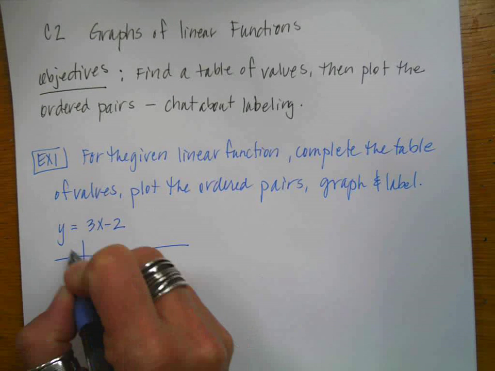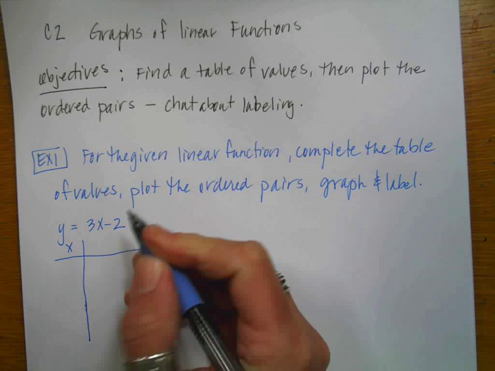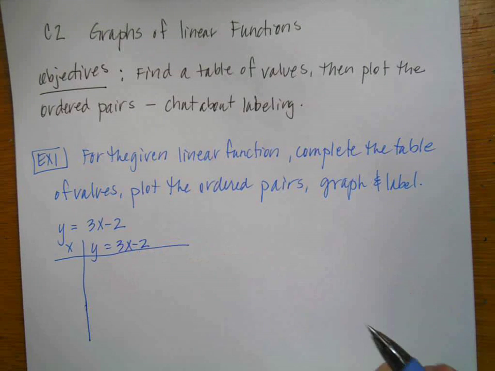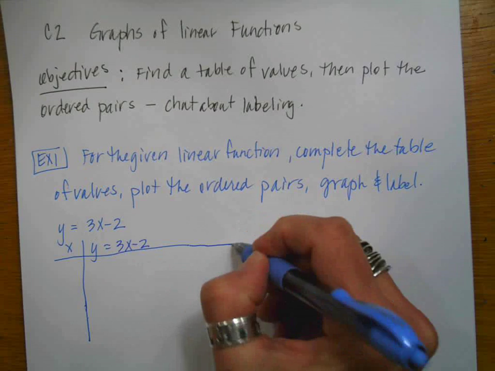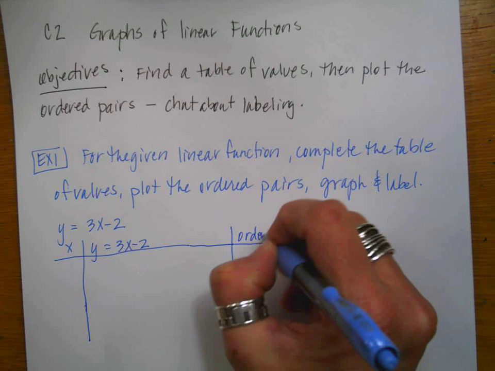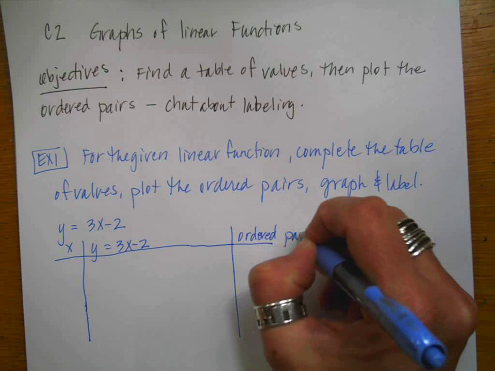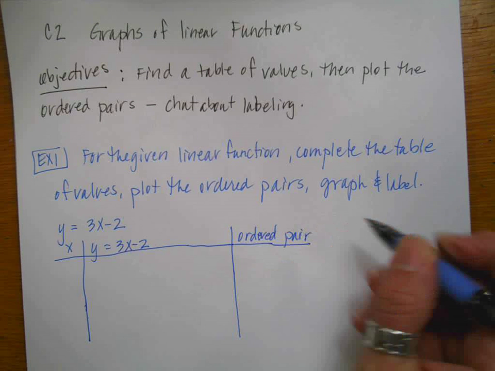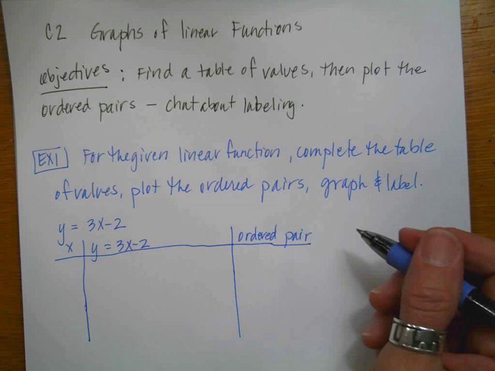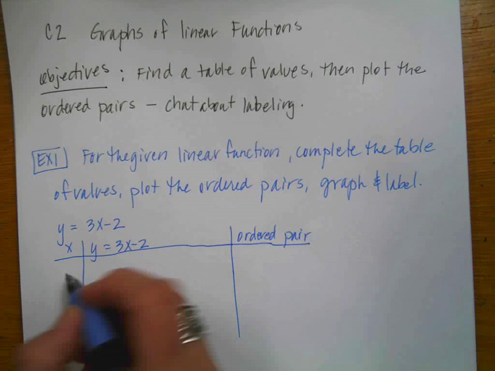And here's going to be my table of values. So I'm going to leave us some room to work. So this is our y, which was 3x minus 2. And then at the very end, we're going to write another section, and we're going to call it our ordered pair. And you don't have to do this piece, but the reason that we do it just makes it a little bit easier to collect your information as you get ready to put it on a graph.